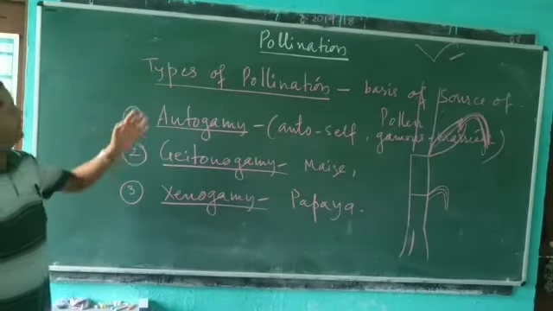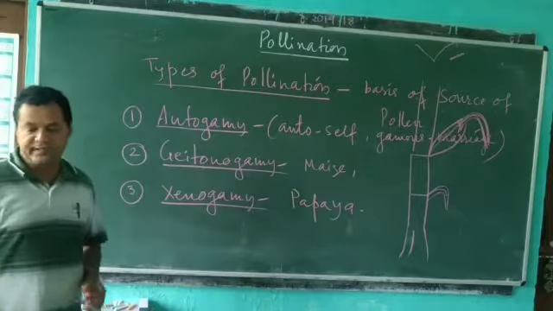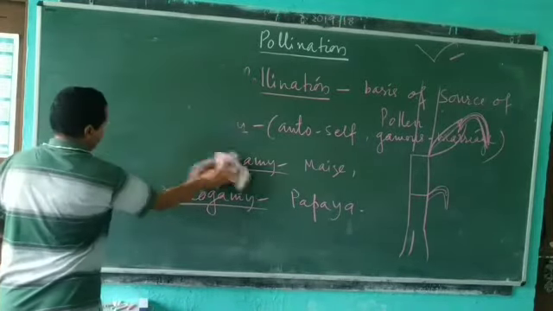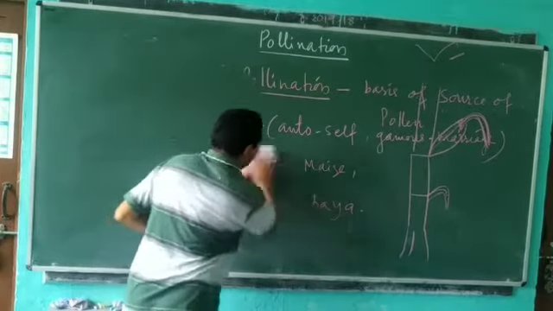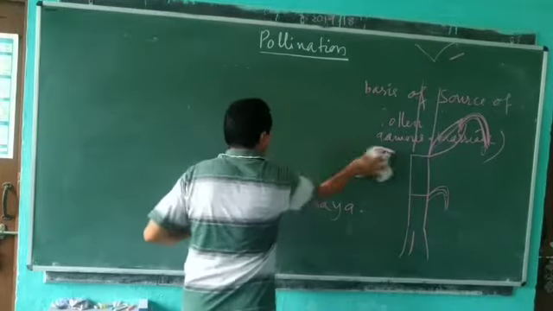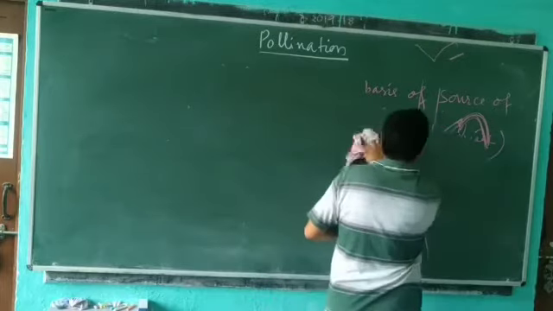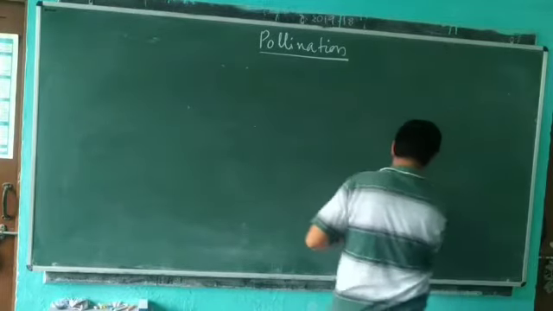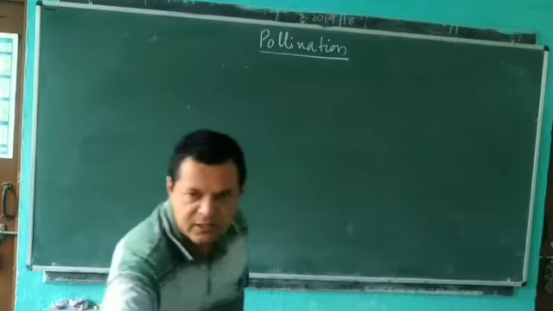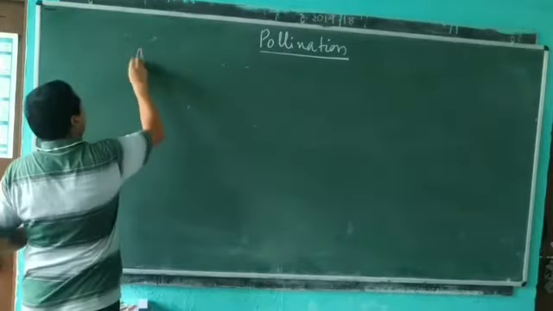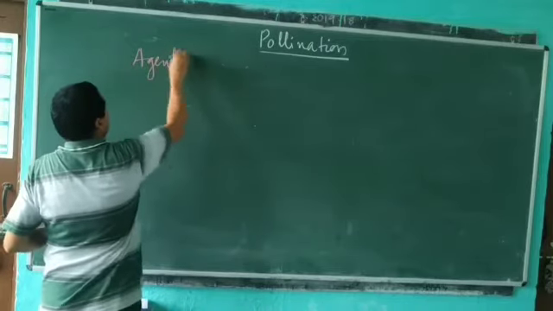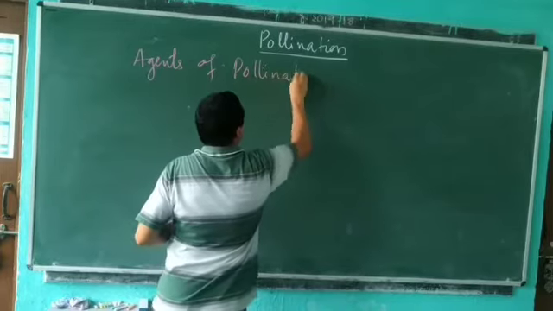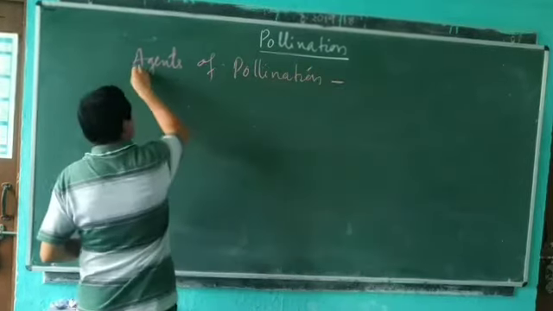So, briefly, these are the different types or kinds of pollination on the basis of the source of pollen grain. Now let us see agents of pollination, or agencies of pollination.